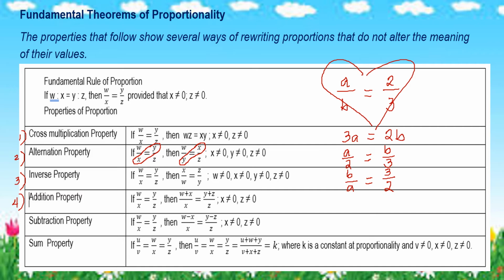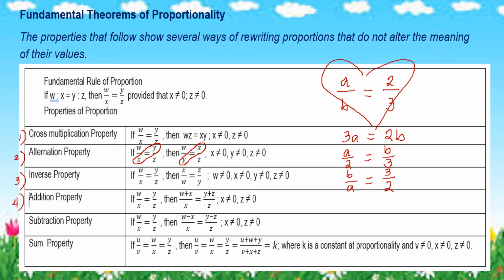If w is to x is equal to y is to z, then w plus x is to x is equal to y plus z is to z. So if you try to observe, you simply add the denominator to the numerator.